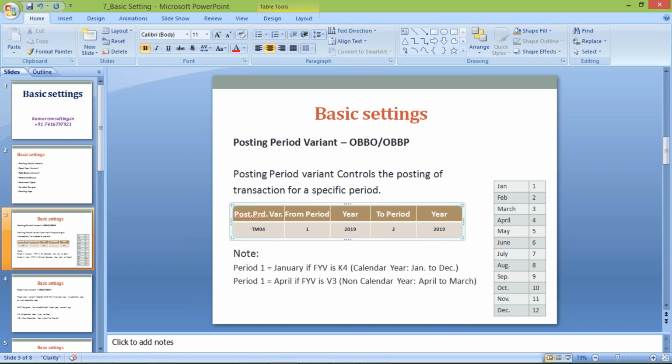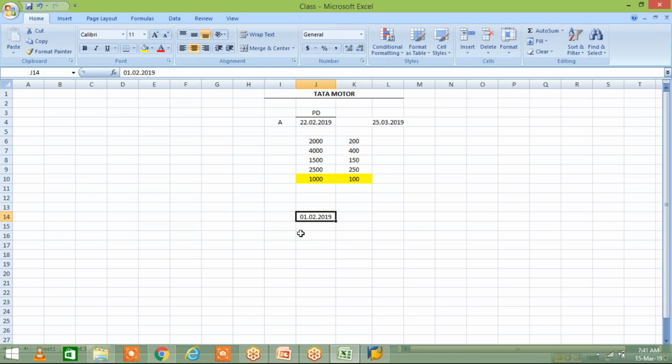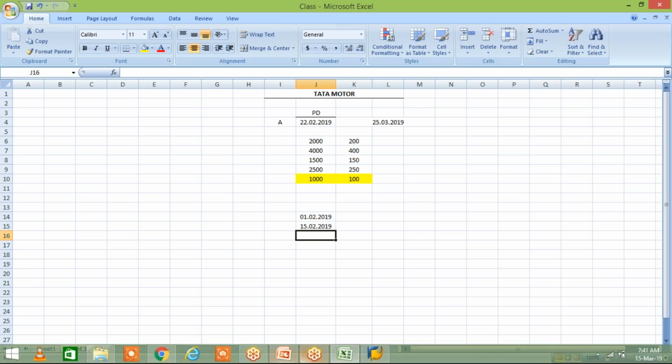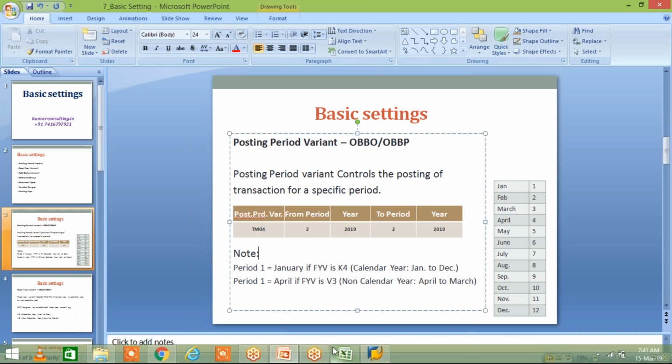Now, if we make it 2 to 2, it means only the February period is open for transaction posting. So you post it for 15th of 02 2019. Here also the system is going to allow you to post your transaction, because look at the month, it is February 2019, and this February month we have already opened. It means the system is going to allow you to post.